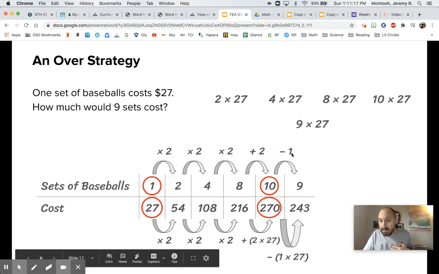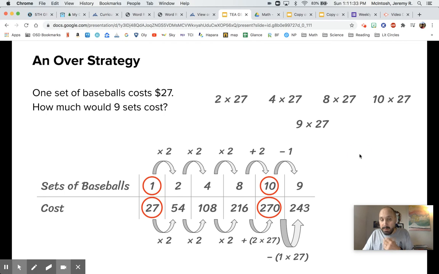So when I look at my ratio, what they did, they subtracted 10 minus 1, but they're not just subtracting 1 on the bottom, they're subtracting the cost of 1 set of baseballs, which is 27 here. So they're taking away 27, and you get 243. So 9 times 27 is 243.